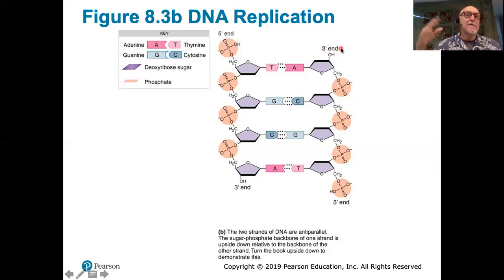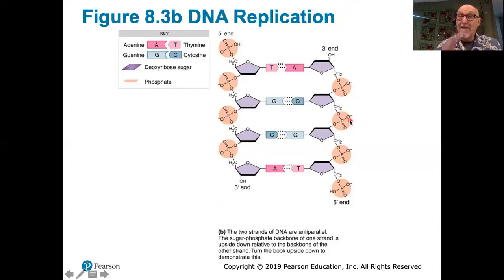If I want to grow the strands, I could only add here. I can only add here. So when we start making a DNA strand, when we start linking bases together, start linking nucleotides together, we can only add them here. So when we watch the growth of an individual strand, this strand will grow in this direction, that direction. This strand would grow in that direction.